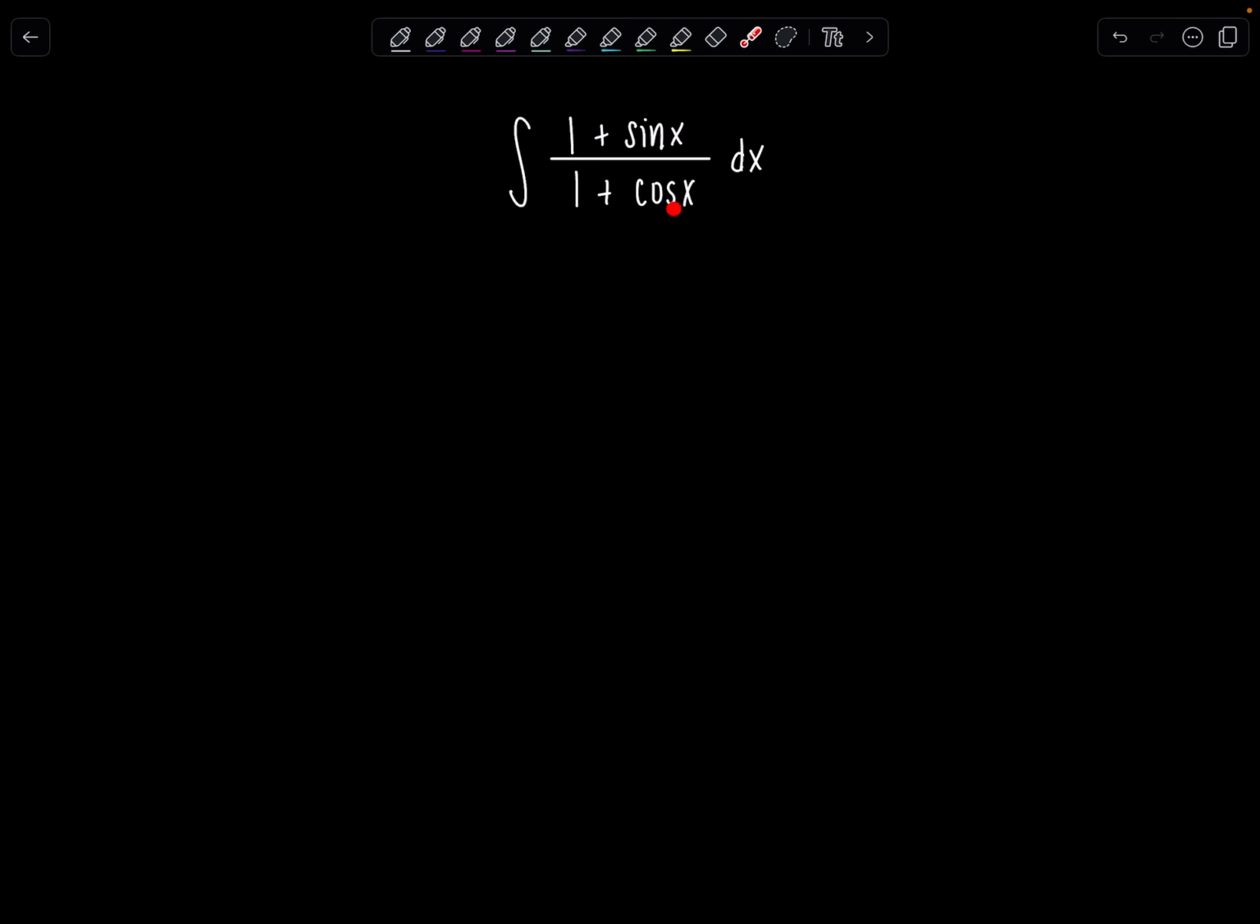And I'm kind of thinking ahead, and I know if I multiply 1 plus cosine x by 1 minus cosine x, then it becomes 1 minus cosine squared x, which is sine squared x. And if I have sine squared x instead in the denominator, which is just one term, then I am allowed to split up the numerator over the denominator.